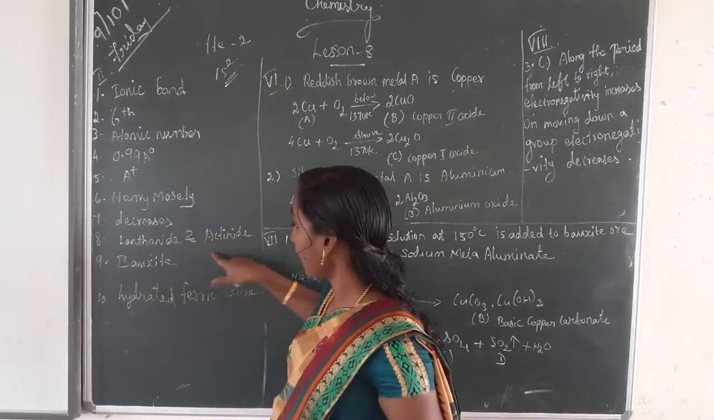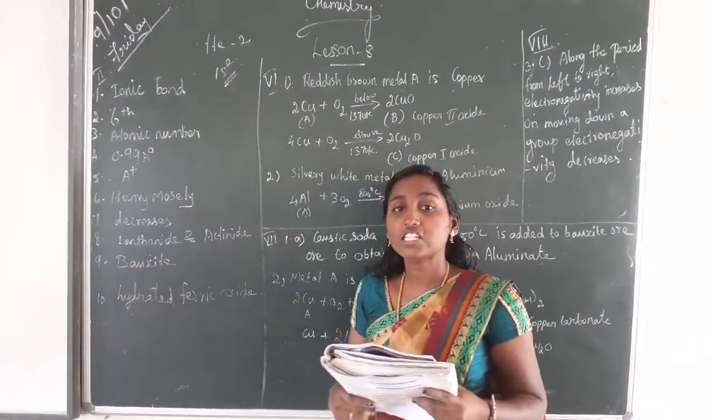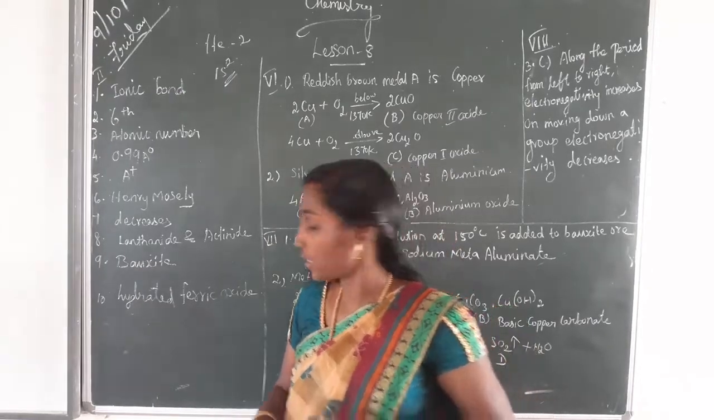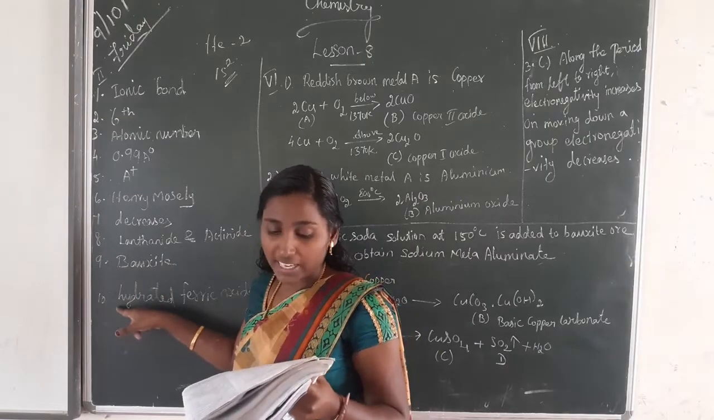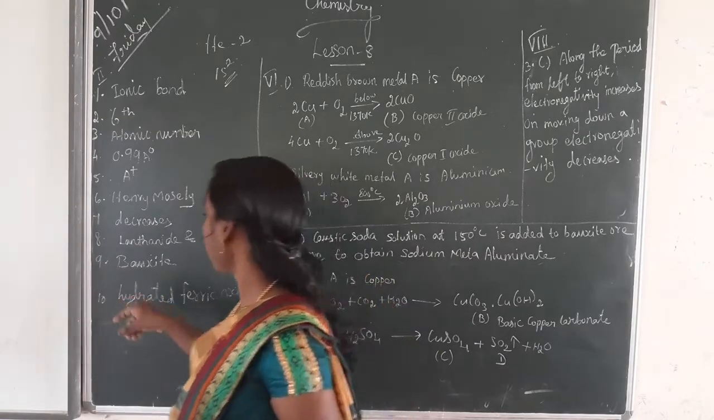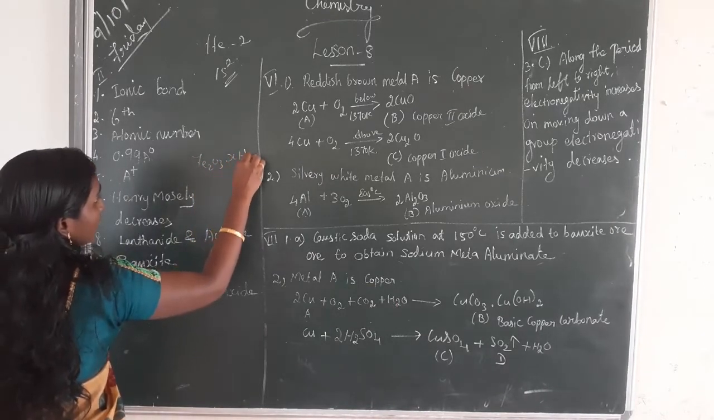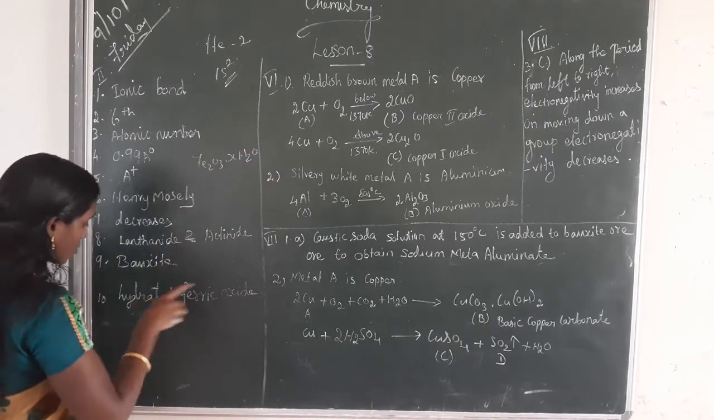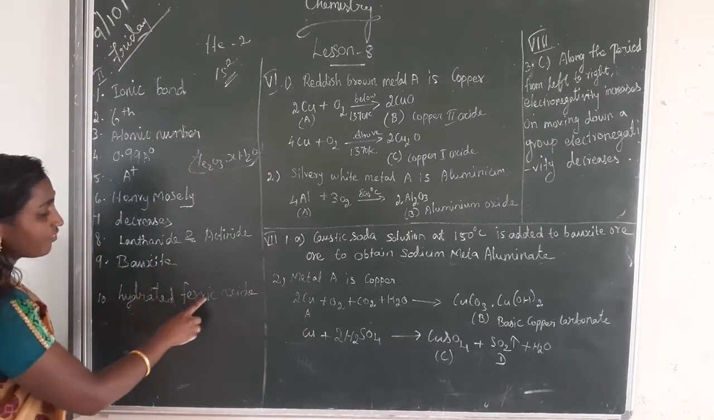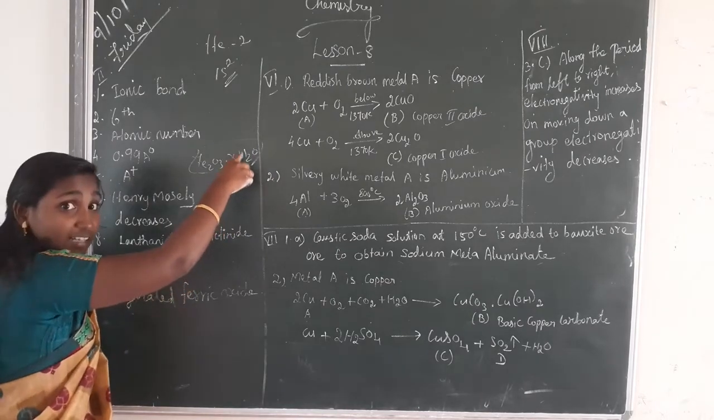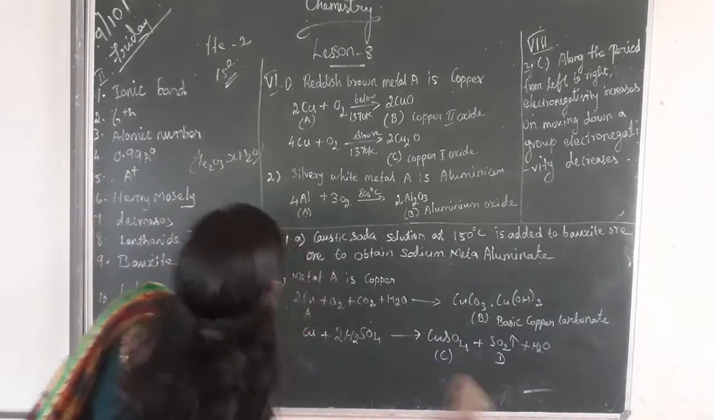The ninth one, the chief ore of aluminium is, which is the chief ore of aluminium? Bauxite, right? Bauxite is the chief ore of aluminium. Then 10th one, the chemical name of rust is, rust chemical formula is Fe2O3.xH2O. This chemical name is hydrated ferric oxide. Hydrated means that it contains water, right? So hydrated ferric oxide.